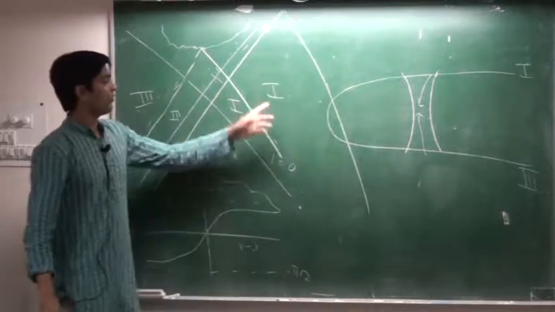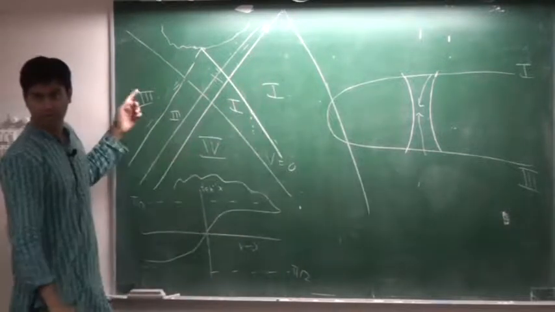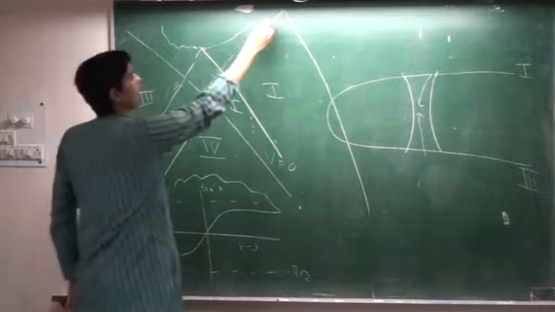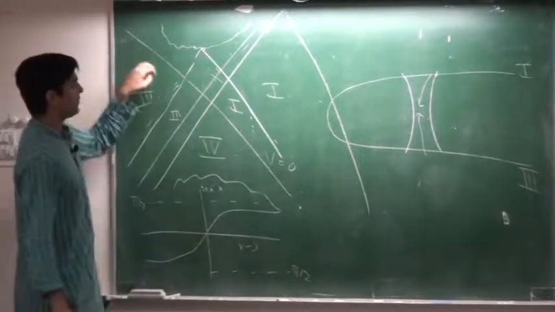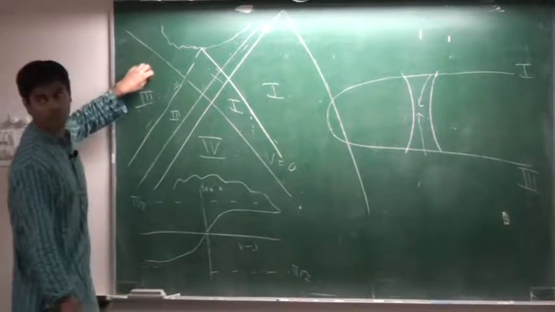This patch includes only region 1 and region 4 and doesn't include region 3. What this patch refers to is an observer who has lived all his life in region 1. Such an observer is never influenced by anything outside this patch, which is somewhere in region 3.